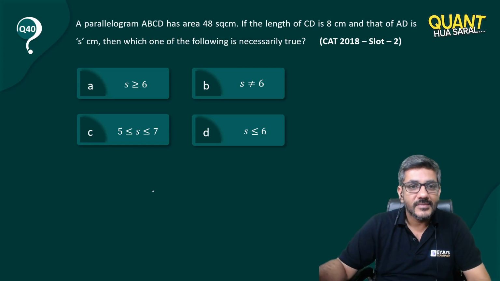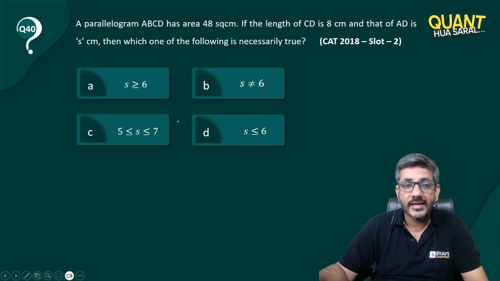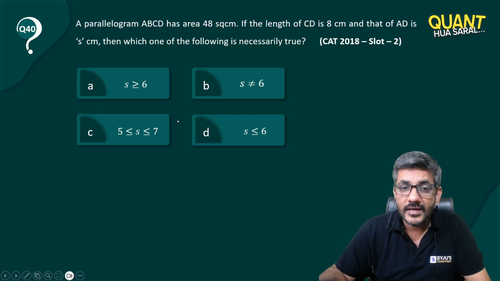Let's have a look. A parallelogram ABCD has area 48. The length of CD is 8, that of AD is S. Which one of the following is necessarily true? We have to find about S.